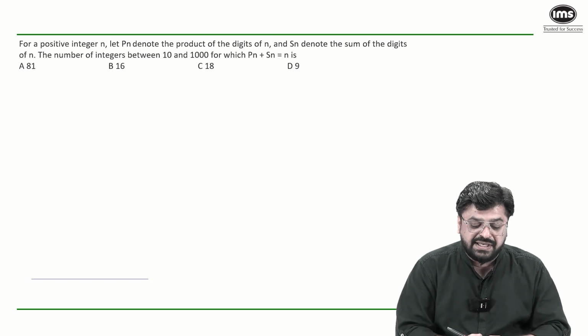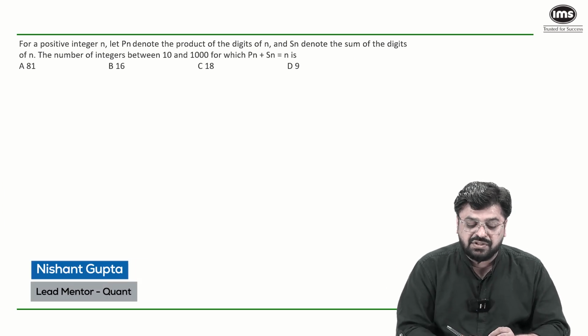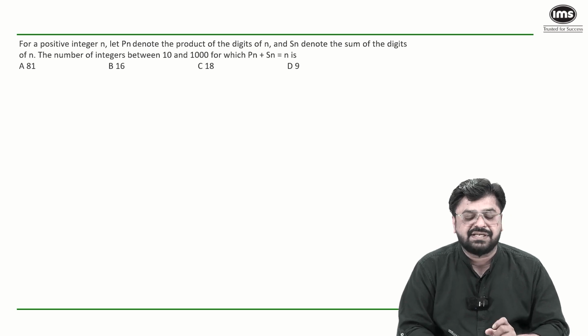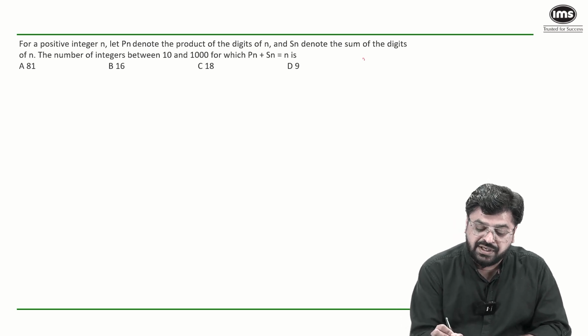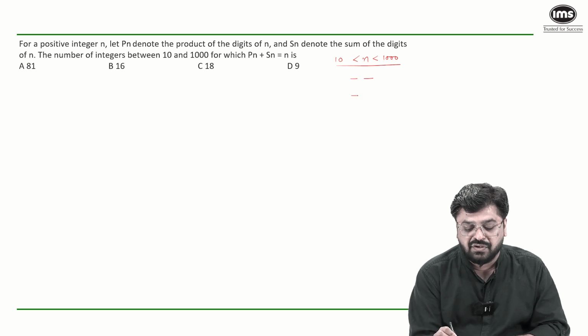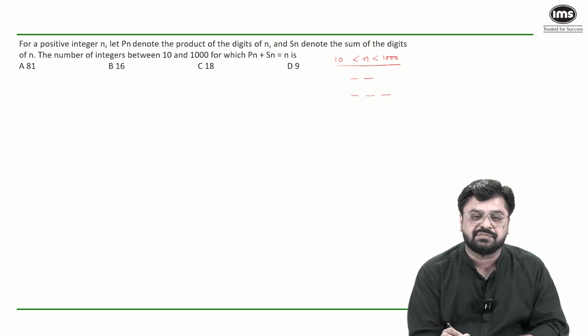For a positive integer n, let Pn denote the product of the digits of n and Sn denote the sum of the digits of n. The number of integers between 10 and 1000 for which Pn plus Sn is equal to n is? So n here is between 10 to 1000, which means either it is a 2-digit number or it is a 3-digit number.